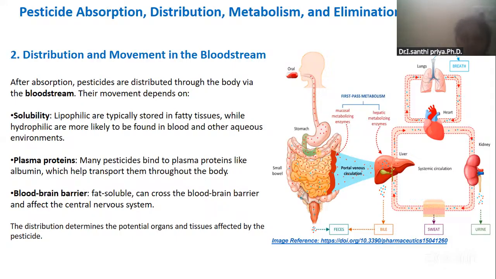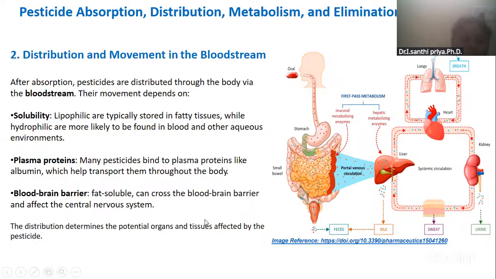If it's lipophilic, it is typically stored in fatty tissues, while hydrophilic ones are more likely to be found in blood and other aqueous environments. Coming to plasma proteins, many pesticides bind to plasma proteins like albumin, which help them transport throughout the body. So there are high chances of the pesticides getting transferred to different parts of the body. And certain pesticides can also cross the blood-brain barrier, which will affect the central nervous system.